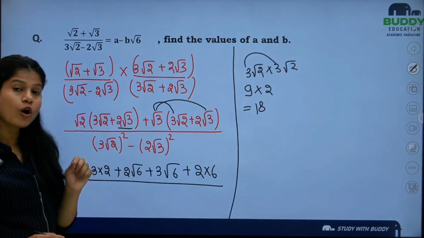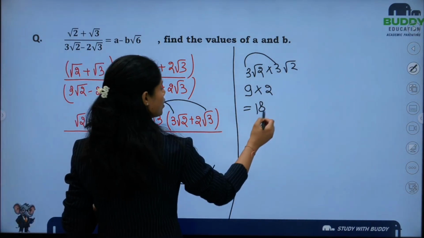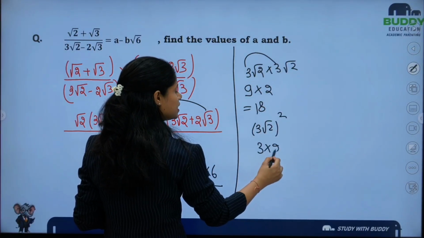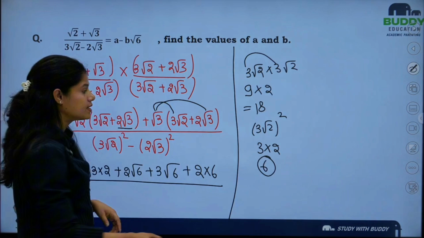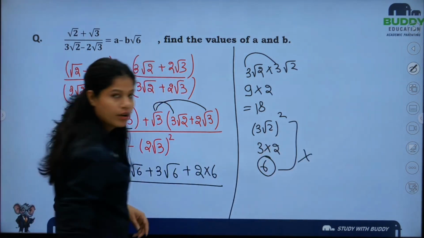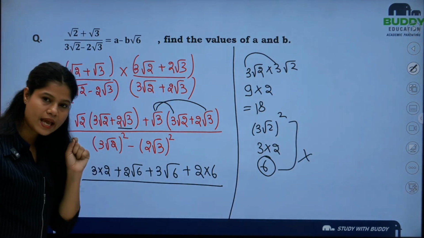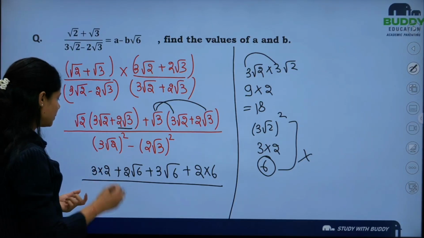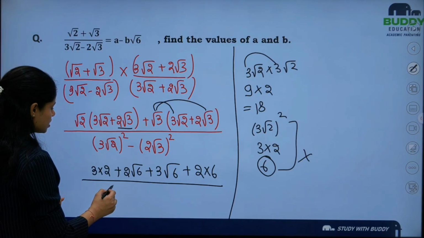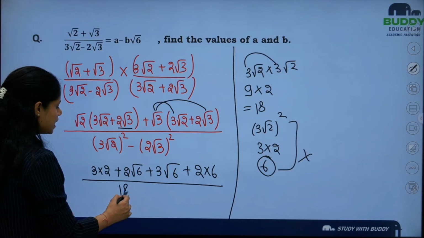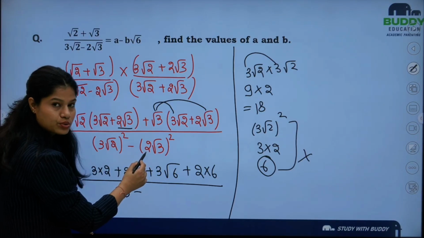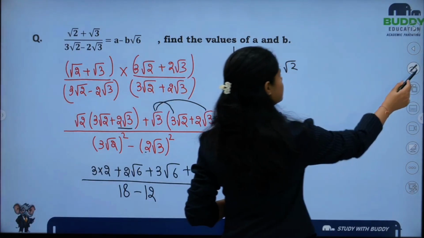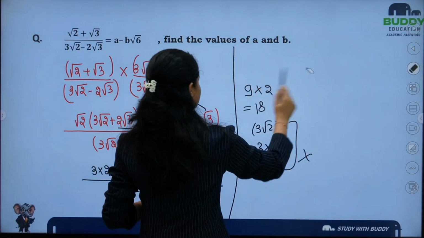This is a very common mistake when doing 3 root 2 square. Many students write it as 3 into 2, 6, right? And this is absolutely wrong. So just be extra cautious when you are simplifying this kind of term. So when you do this, 3 3s are 9, into 2 is 18, and then 2 2s are 4, 4 into 3 is 12. All right, now let's erase this part and solve over here, right?